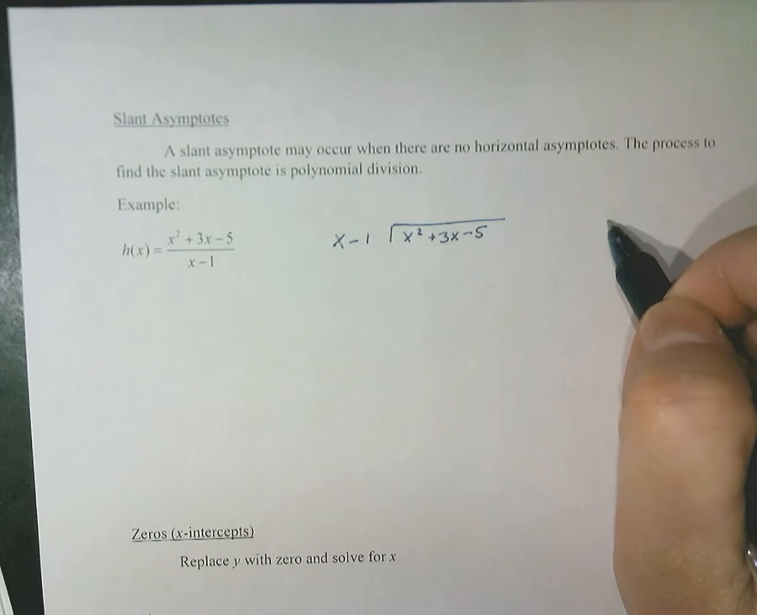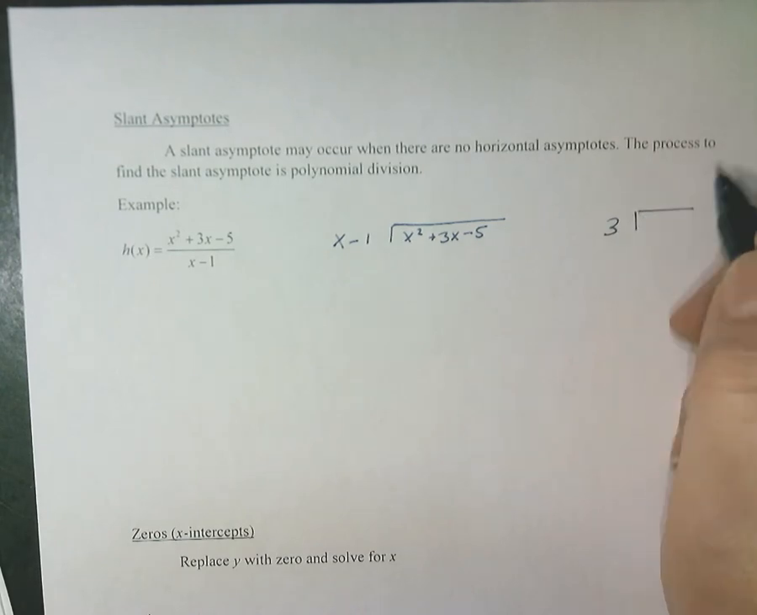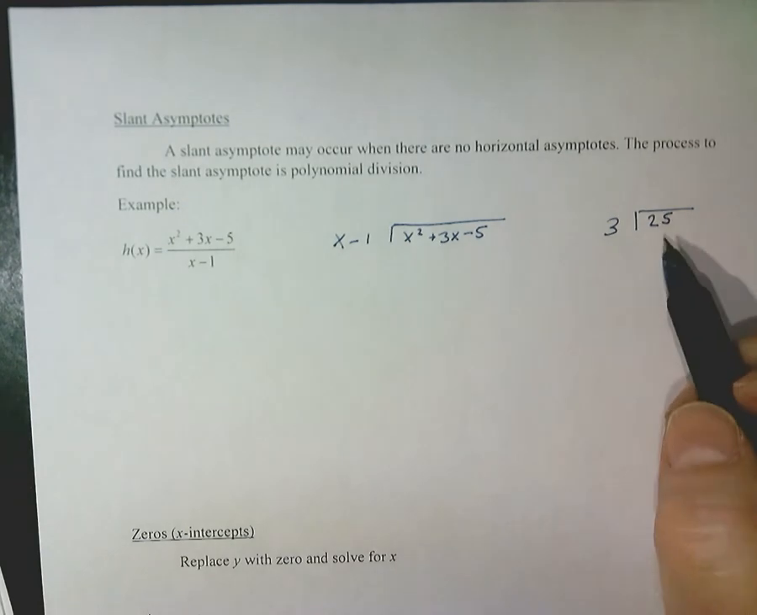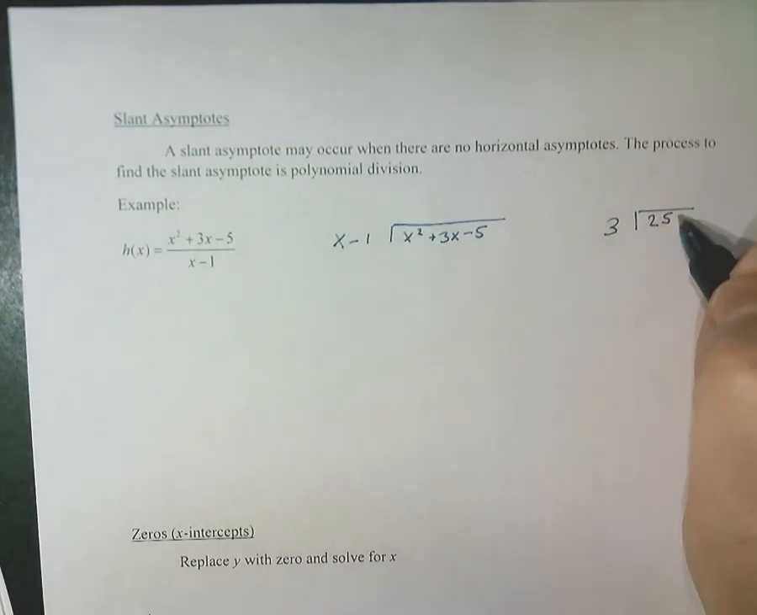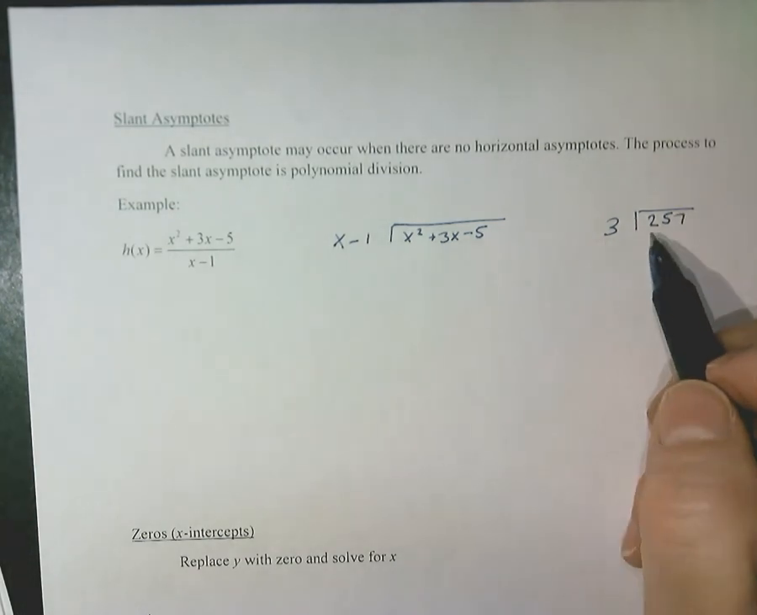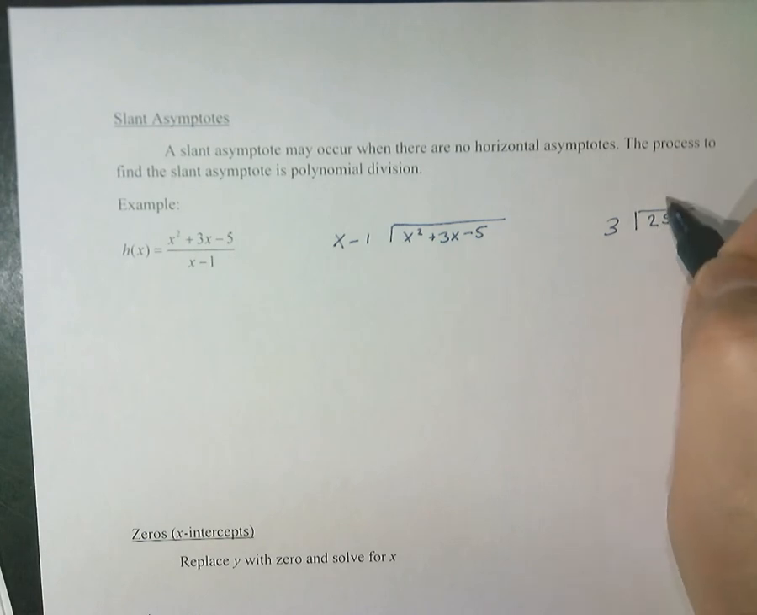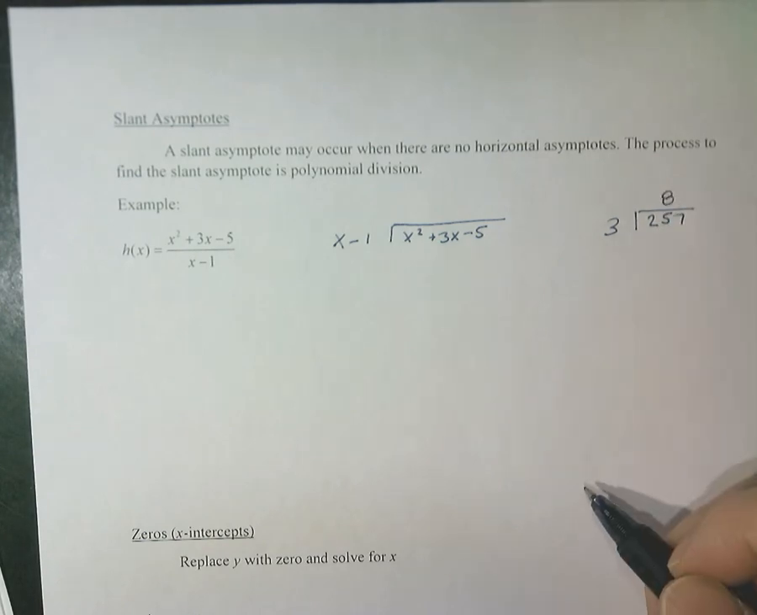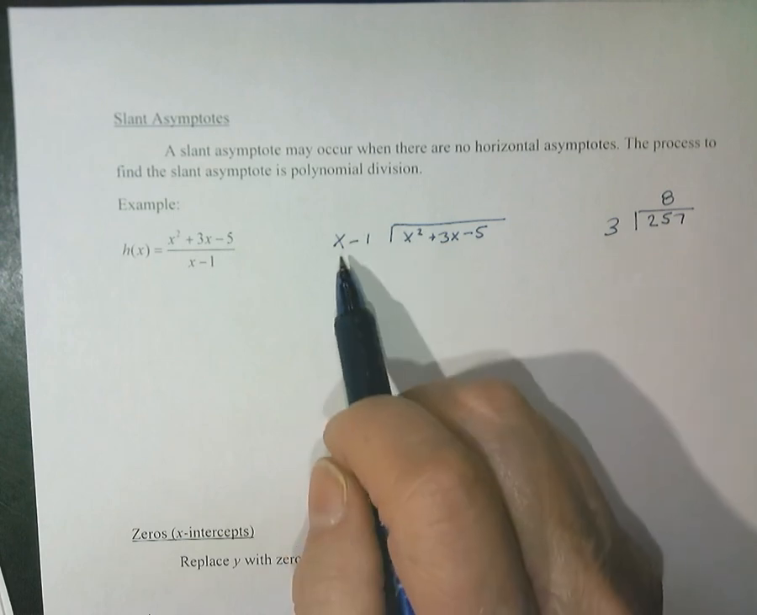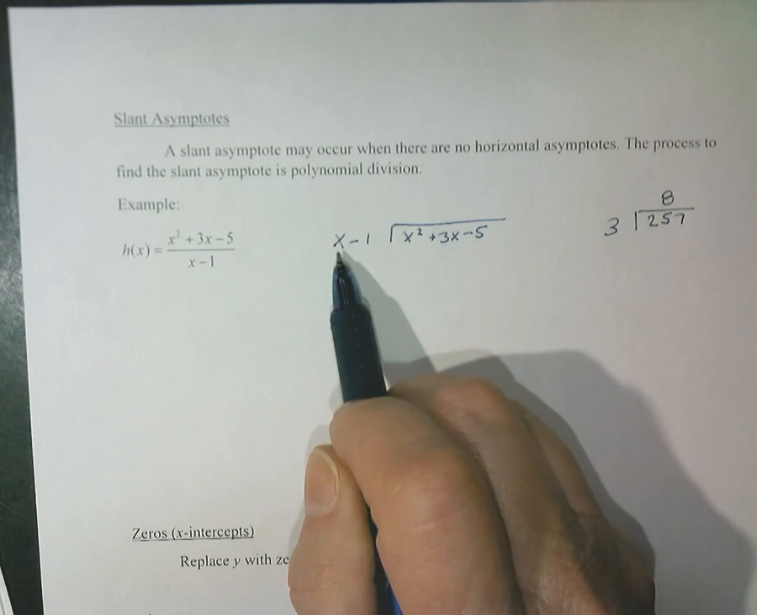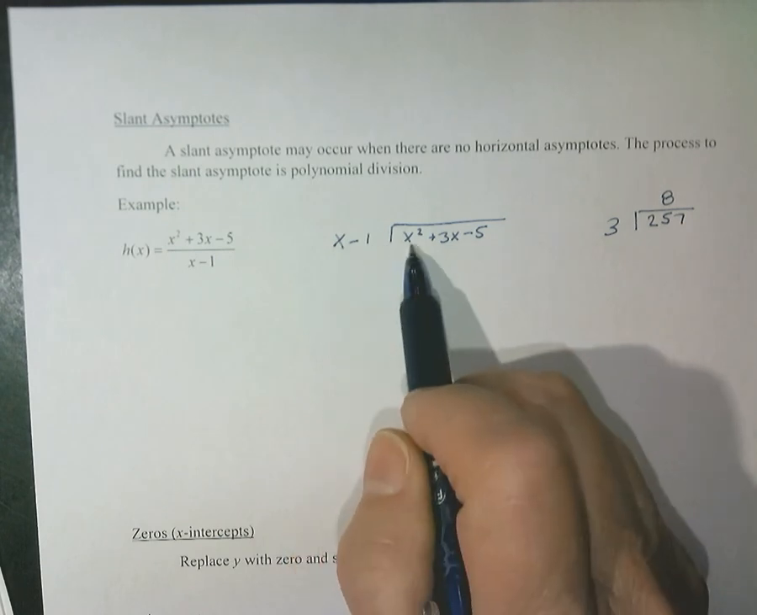If I wanted to divide 3 into, say, 257. You can see 3 doesn't go into 2, but 3 does divide into 25 8 times. So I would put an 8 up here. So x does divide into x squared. I'm not going to look at this x minus 1. I just want to look at the x. So x goes into x squared.